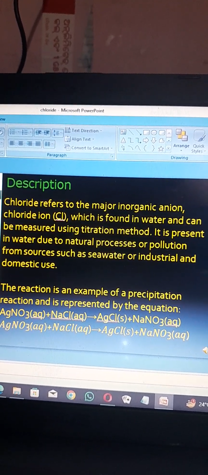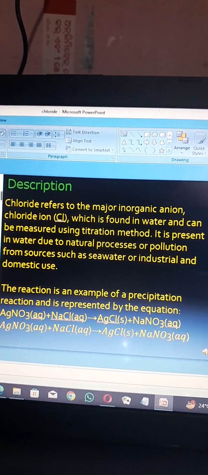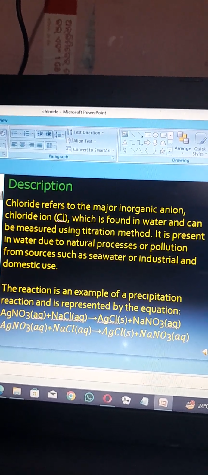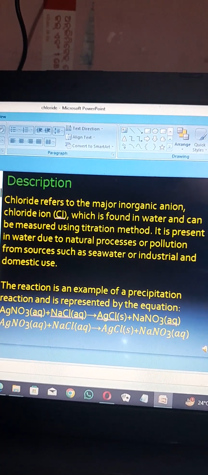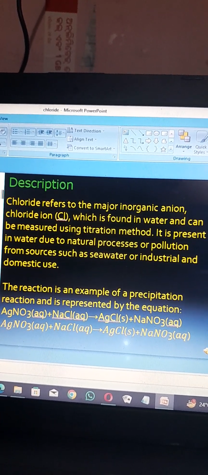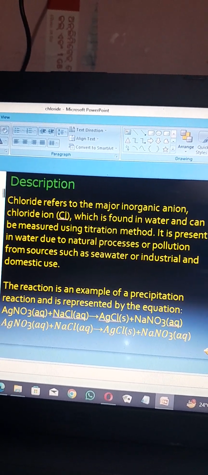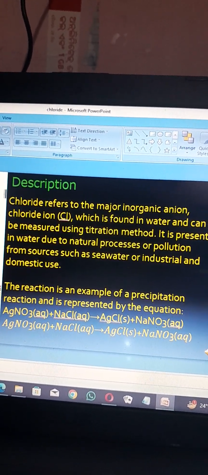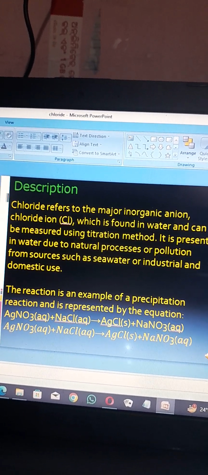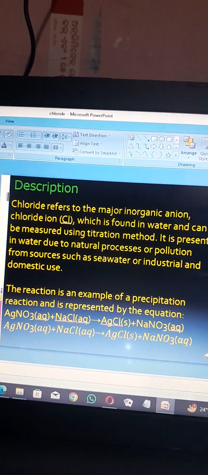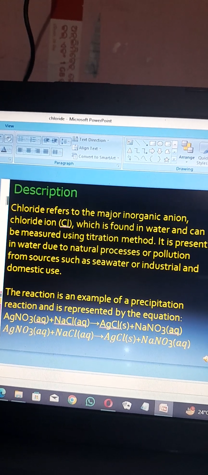What is chloride? Chloride is an inorganic anion which is found mostly in water and which can be measured by the titration method. It occurs due to natural processes or pollution from sources such as seawater, industrial water and our domestic uses. The reaction is a precipitation reaction, represented as: when silver nitrate reacts with sodium chloride, it gives silver chloride and sodium nitrate.